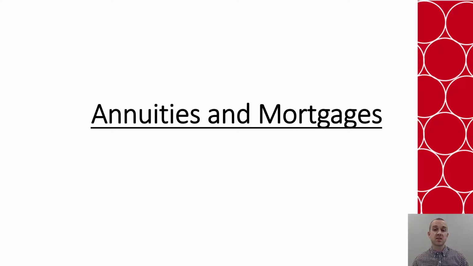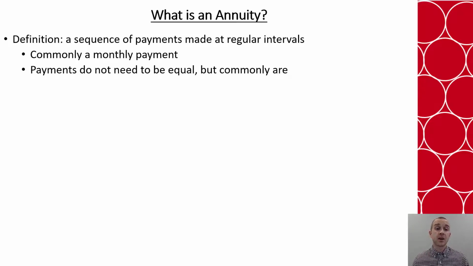In this video, we'll discuss annuities and mortgages. Now, an annuity is a sequence of payments made at regular intervals. Most commonly, most annuities occur on monthly payments. Now, the amount does not need to be equal, but most commonly it is.